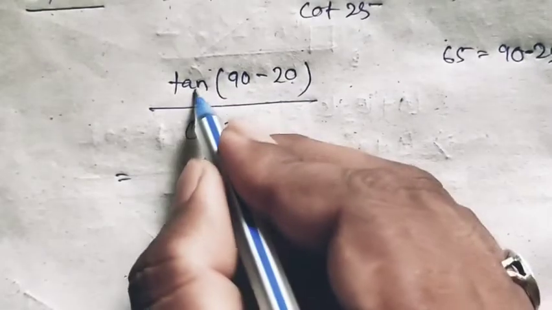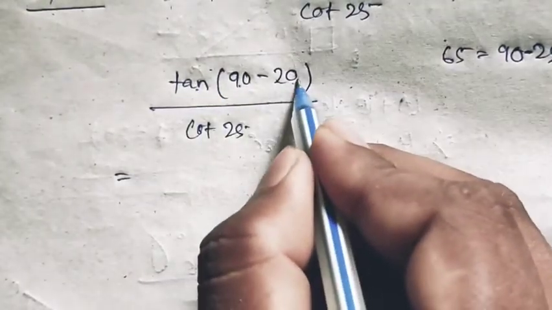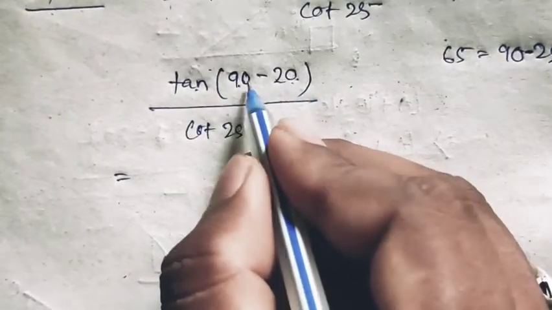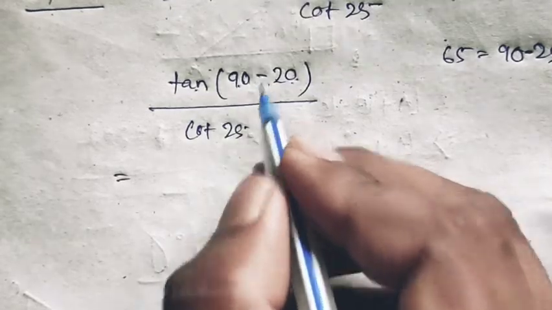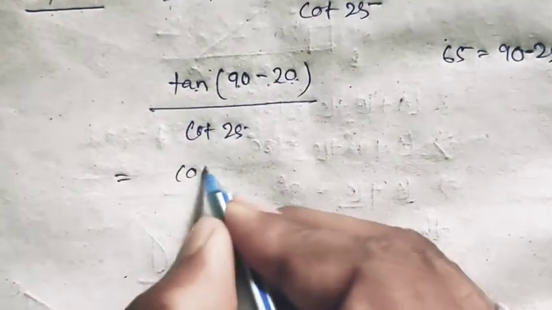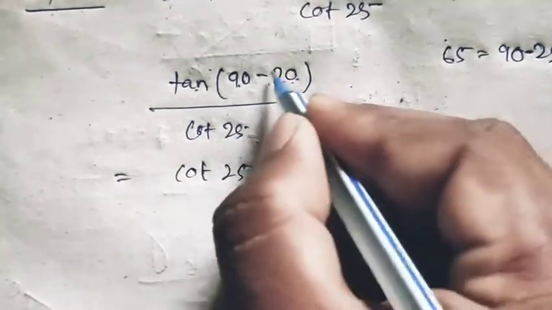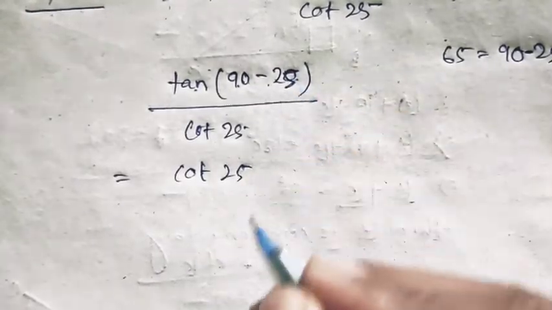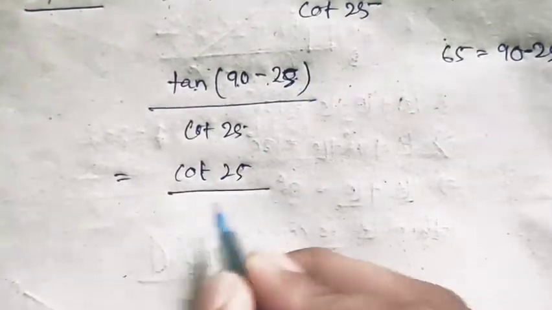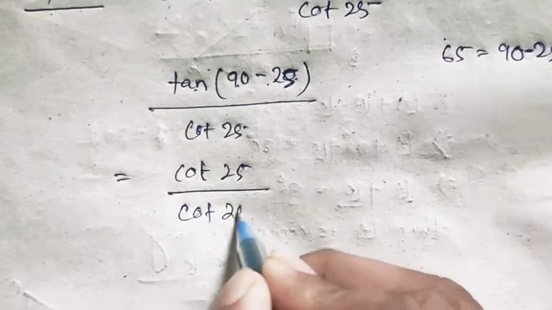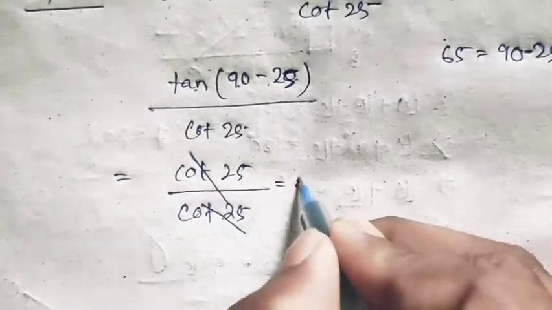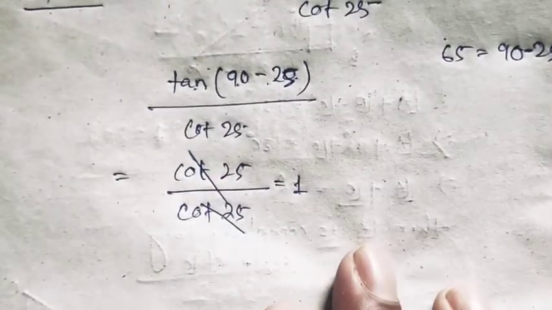So we know that tan(90 minus theta) is equal to cot theta. So from here I can write cot 25 divided by cot 25. This will be cancelled and the answer will be 1.